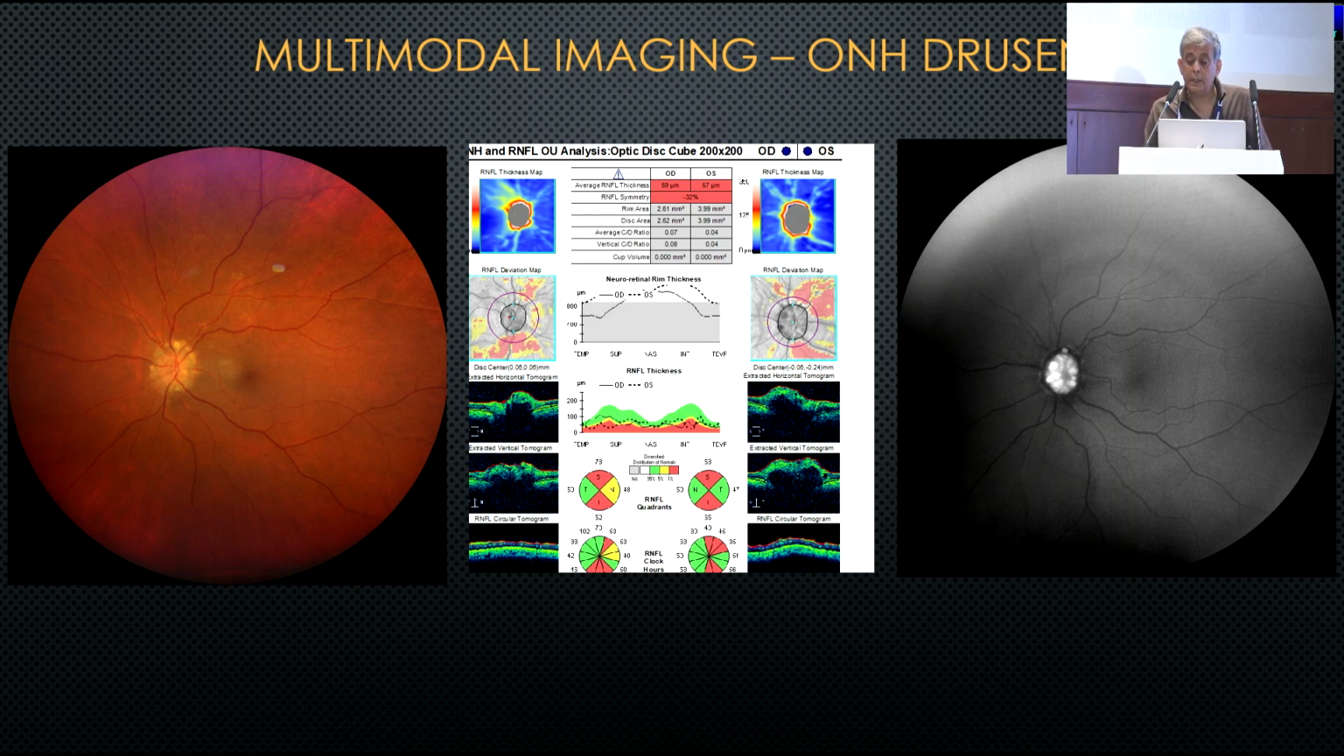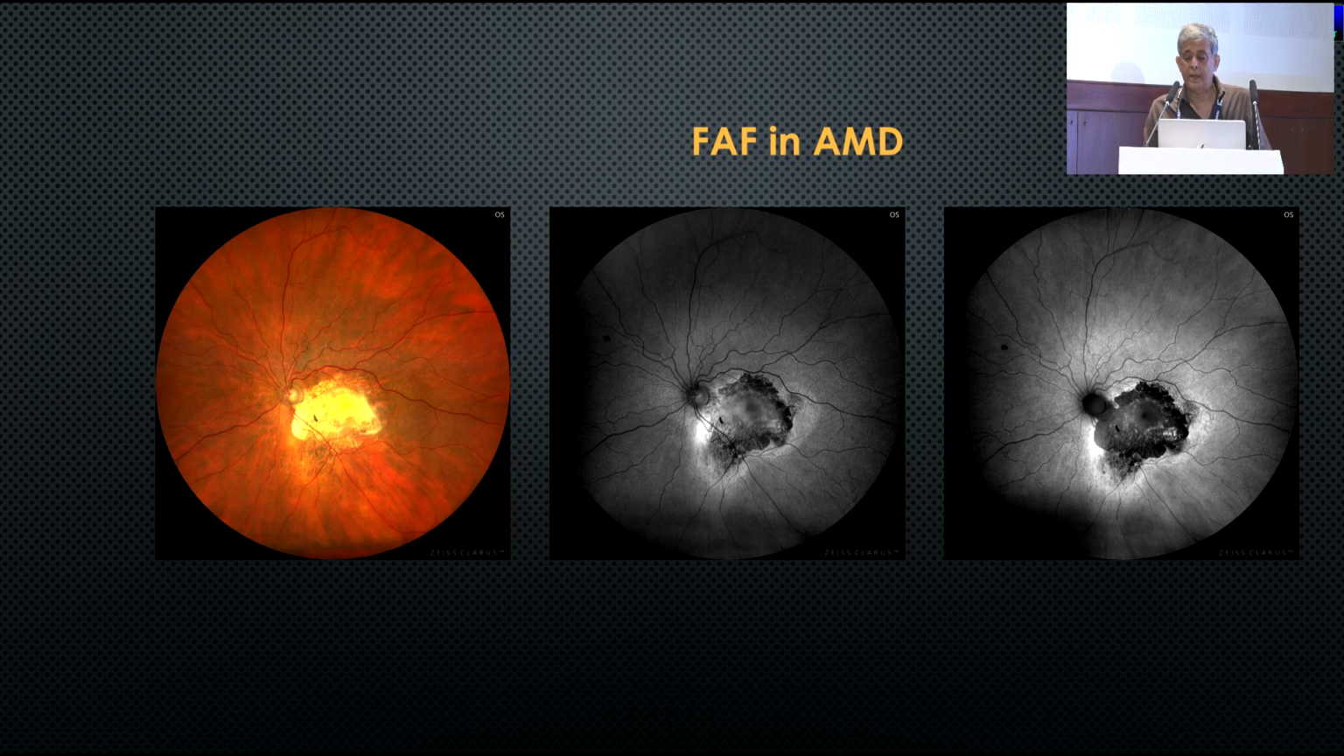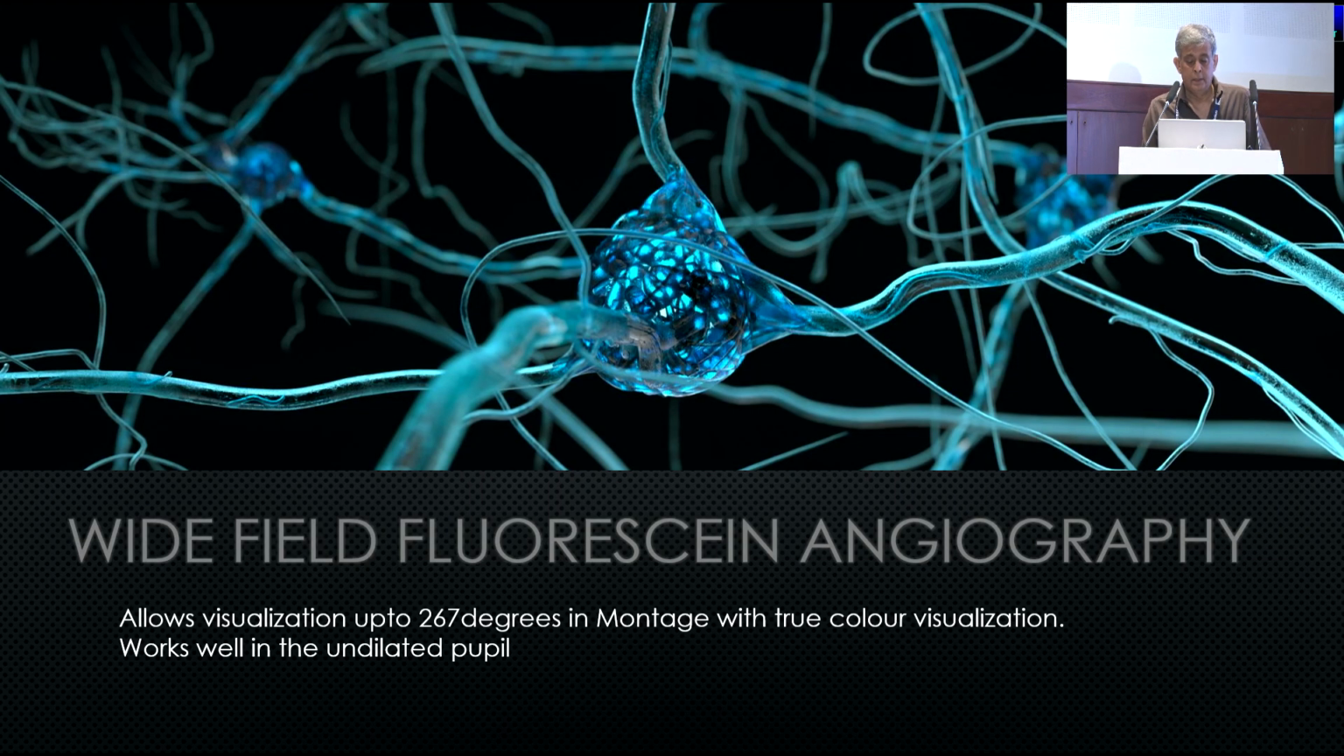But a simple thing like the FAF showed up the optic nerve head drusen. Here's a FAF in AMD, both blue and green. With that, we come to fluorescein angiography.